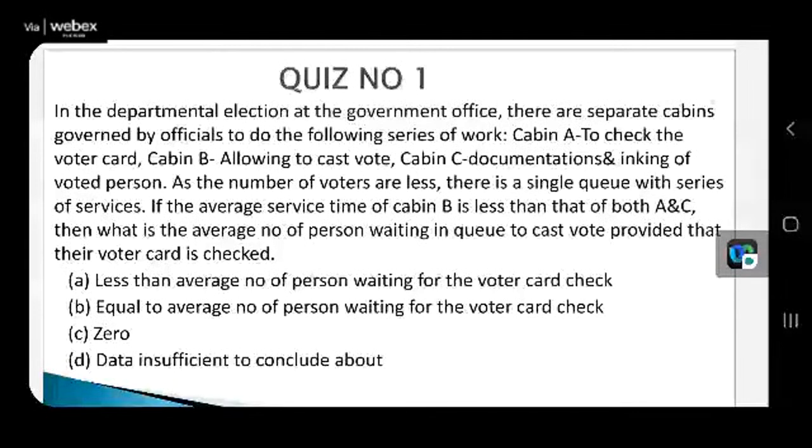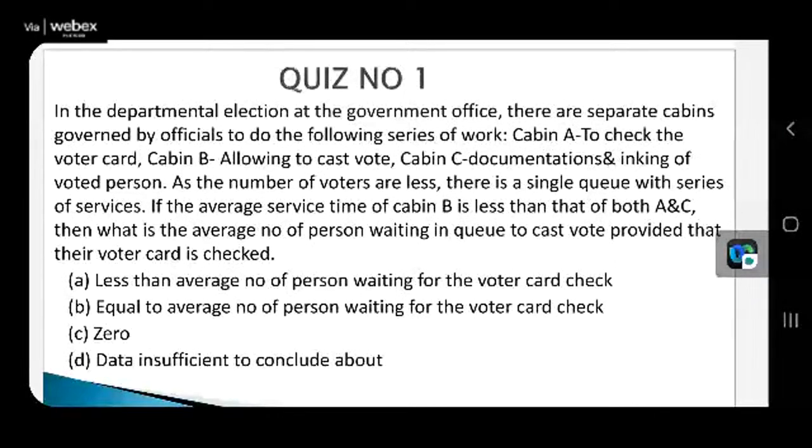So the question is as follows: in the departmental election at a government office, there are separate cabins governed by officials to do the following series of work. If you go to any place for an election, first they check your voter card. Then you will be allowed to cast the vote. Then they mark some ink to show that you have voted. So these are the three processes, and there are three different cabins to do the work: cabin A, cabin B, and cabin C.